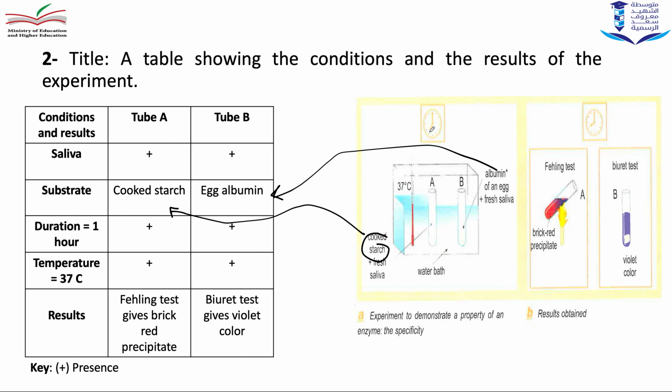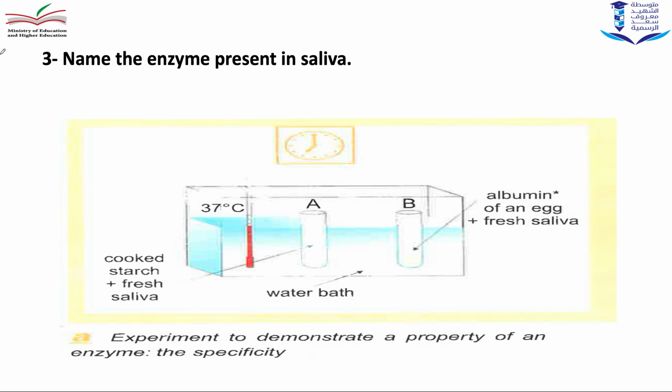The duration is 1 hour. بقرأ من هون. We have to read هيدا الساعة اللي هون. The temperature is 37 degrees Celsius. ما بنسى أحط degree Celsius here. And the results, I have to write the results obtained. Fehling test gives brick red precipitate. من هون بخدها. And for B, biuret test gives violet color. Don't forget to write the key used and the title لأنه it's graded.